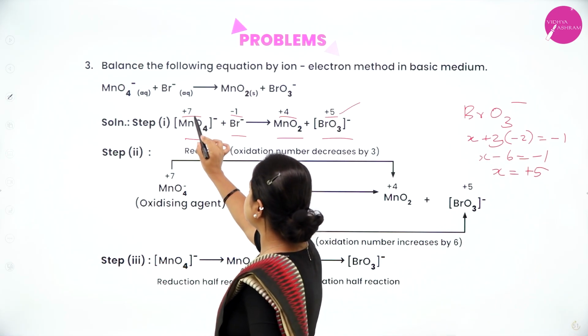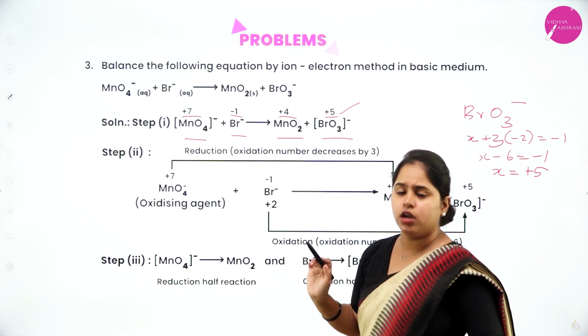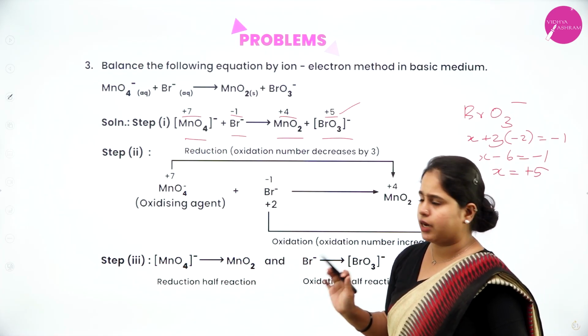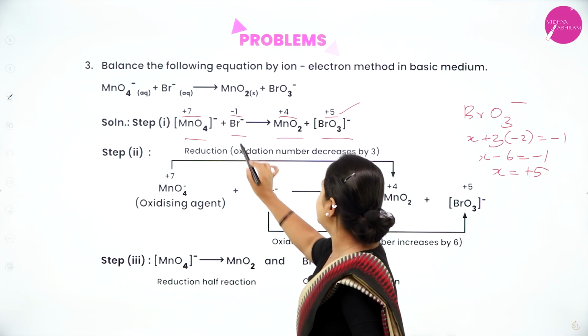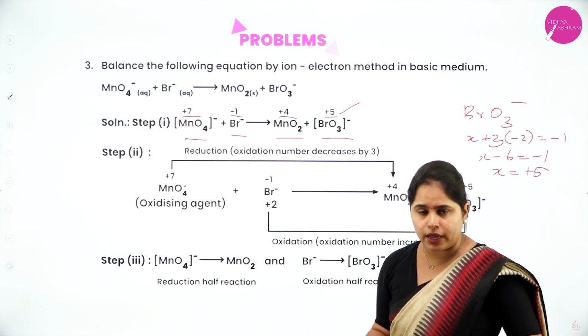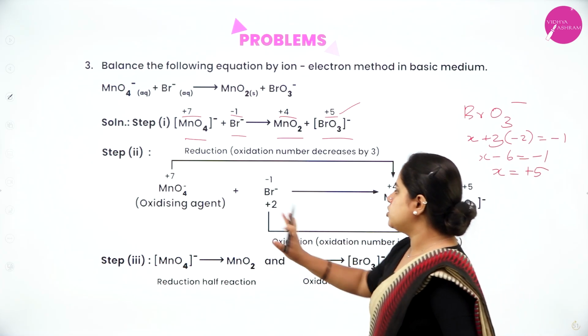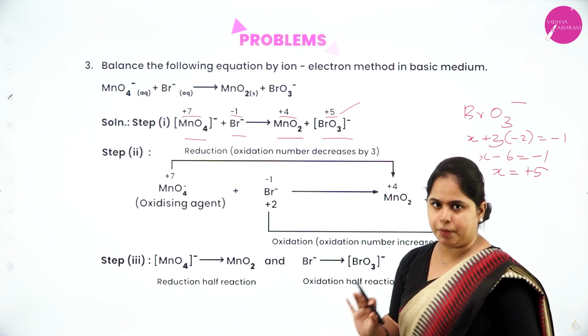So that means manganese from +7 has reduced to +4. So that means the reduction half reaction is that one. And bromine from -1 has increased to +5. So that is undergoing oxidation. So that is what is represented here. So that part is also clear.